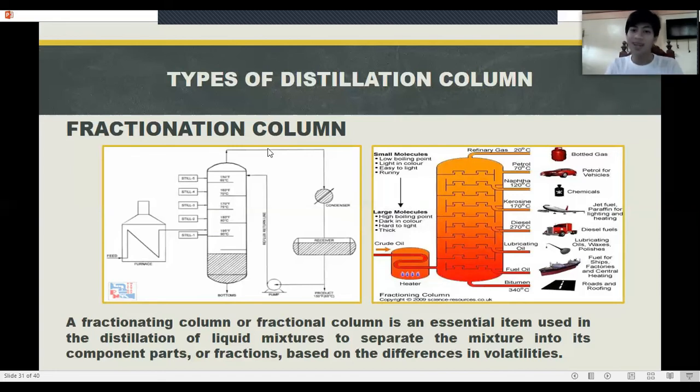So this is an example of a fractionation column used by oil refineries where the crude oil is the feed and different products can be achieved. It can be petrol, naphtha, kerosene, diesel, lubricating oil, fuel oil, and bitumen.